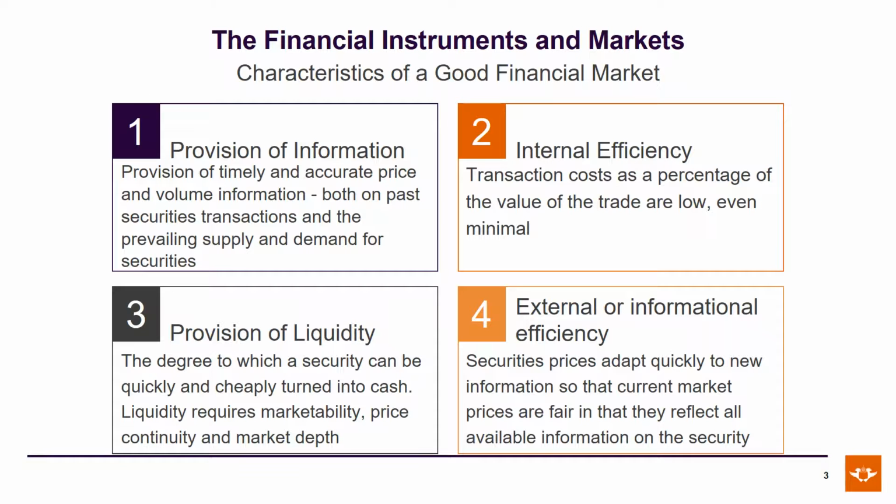In order for a financial market to operate effectively and efficiently, it has to have certain characteristics. Provision of information is one of them. Information should be provided in a timely and accurate manner. Internal efficiency, which relates to cost, transaction costs in particular. You want those costs to be as minimal as possible when compared to your trade volumes or the value of your trade. Provision of liquidity.